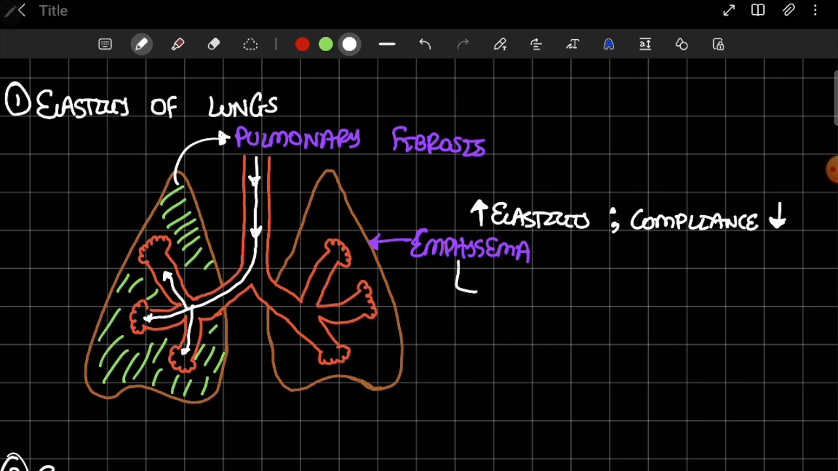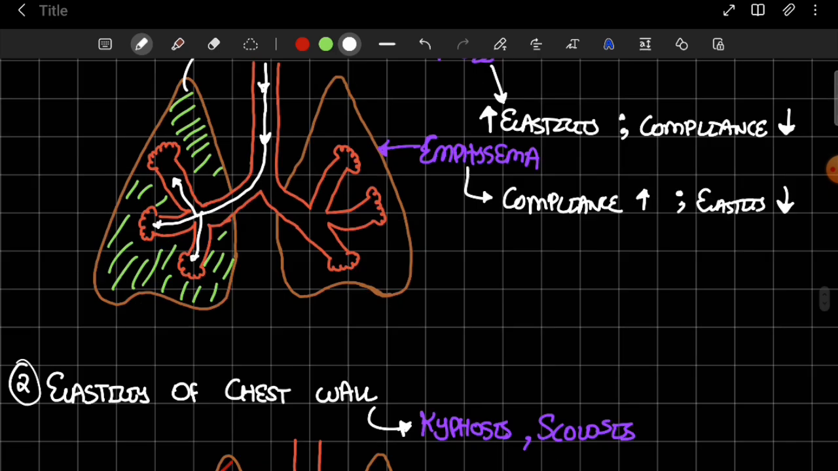So in this case, emphysema, the compliance increases and the elasticity decreases. Why? Because the visceral pleura is destroyed. Now the lungs can be expanded maximally, so they can maintain their shape. They are not able to recoil because of the emphysema. So the elasticity decreases and the compliance increases.